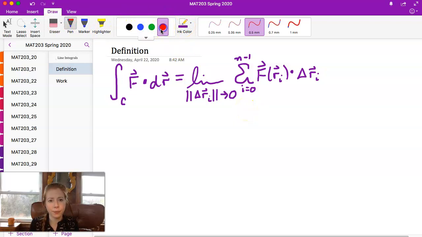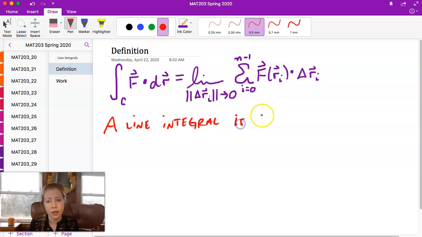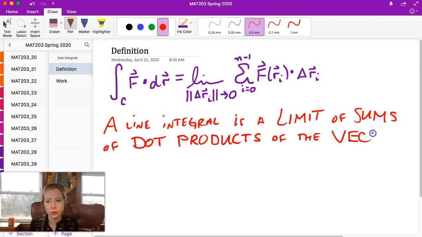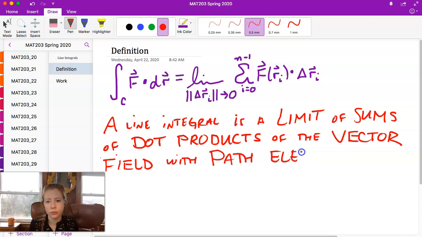Now in summary then, in words, a line integral is a limit of sums of dot products of the vector field with path elements. Which is exactly what we set up above.